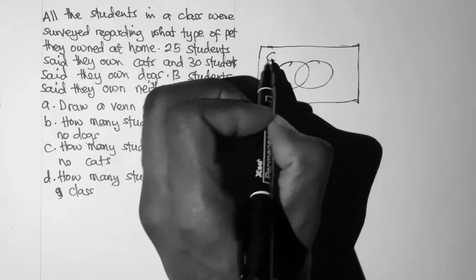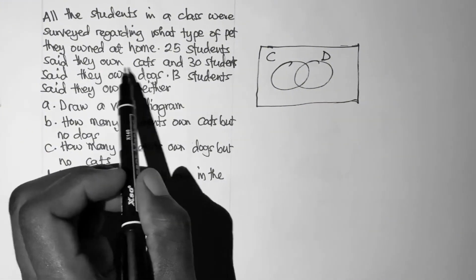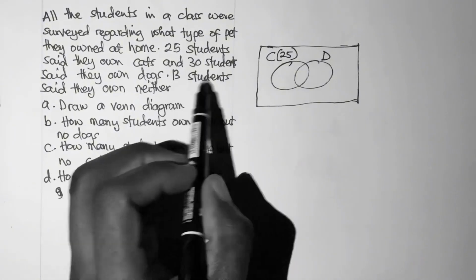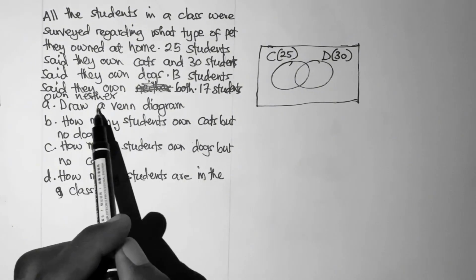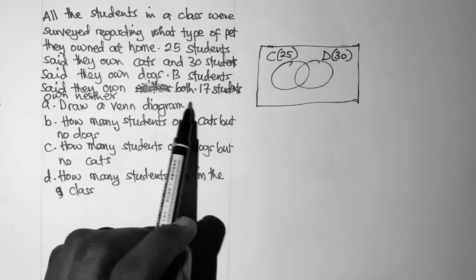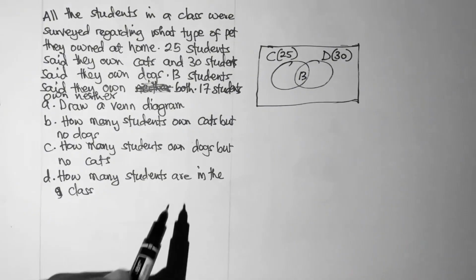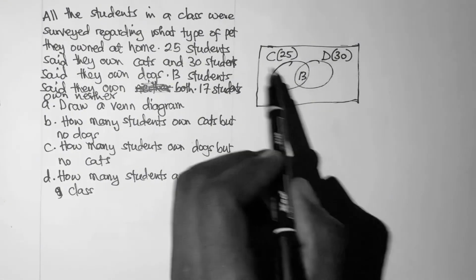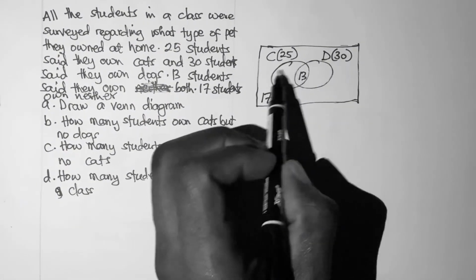So let's use C for cats and then D for dogs. Now, he says that 25 said they own cats. So the number of cats is 25. And then 30 students said they own dogs. So the dogs are 30. Sorry, I made a mistake in writing the question. So let's continue from there. So he says that 13 students said they own both. So this is the intersection of the cat and dog. So this is 13 students. And then 17 students say they own neither of them. So they are not in the dogs and cat group. So those 17 people are here. So now what do we have?